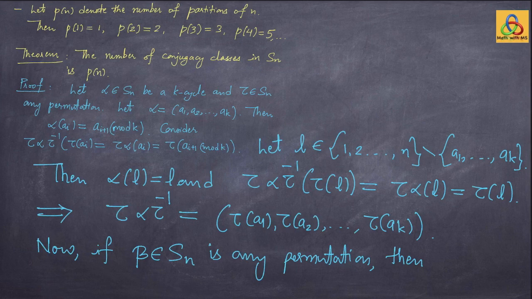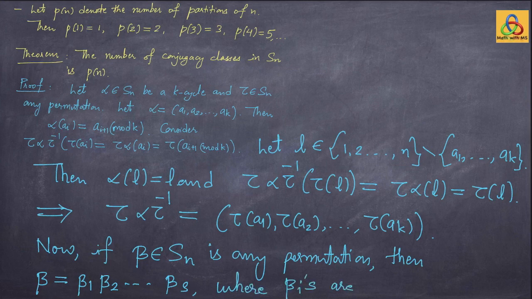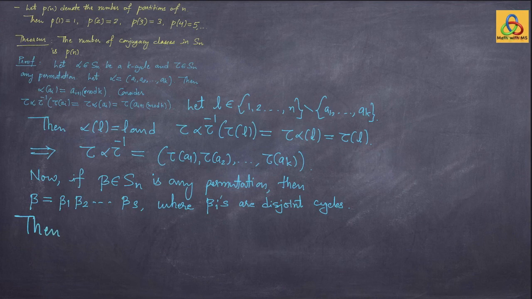Then beta can be written as beta 1, beta 2, and so on, some beta s, where the beta i's are disjoint cycles of length bigger than or equal to 2, because we don't really write the one cycles. Then look at this conjugate tau beta tau inverse. This is equal to tau of beta 1, beta 2, and so on beta s, into tau inverse.